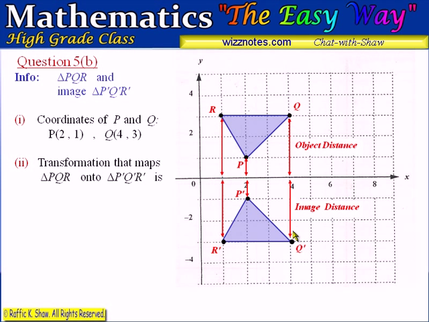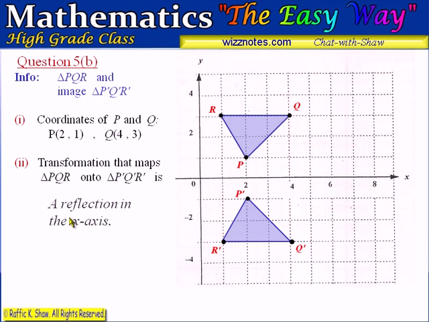And so we can confirm that the transformation which maps triangle PQR onto triangle P prime, Q prime, R prime is in fact a reflection in the x-axis. And we can go ahead and write that. Transformation that maps triangle PQR onto triangle P prime, Q prime, R prime is a reflection in the x-axis.